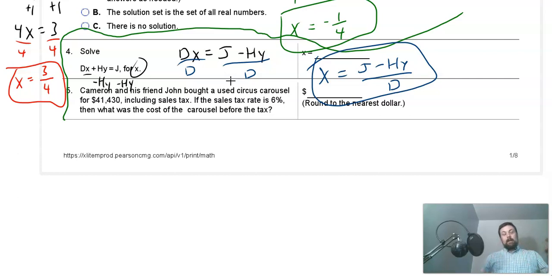This is a tax rate problem, and this is a really common type of word problem. My suggestion for solving it was to use words to set up the equation. So we have the price of the carousel plus the tax that they had to pay on it, the sales tax, equals the total amount that they have to pay, right?